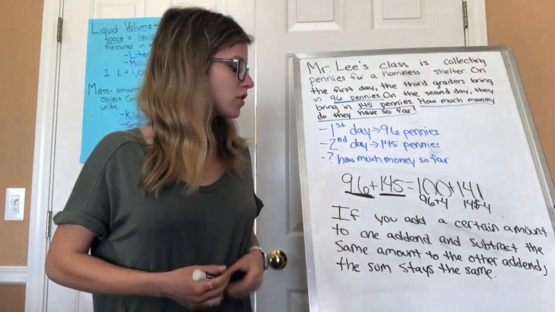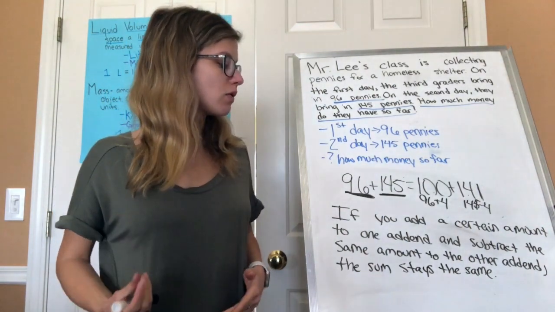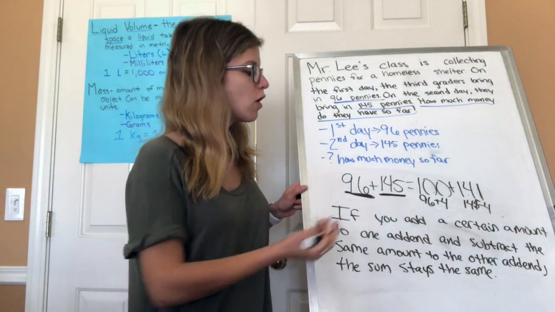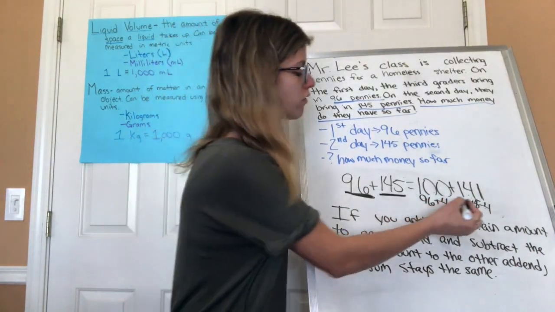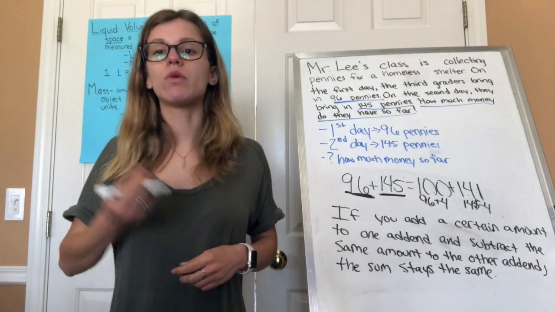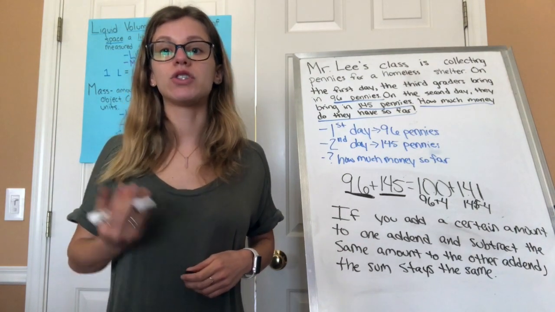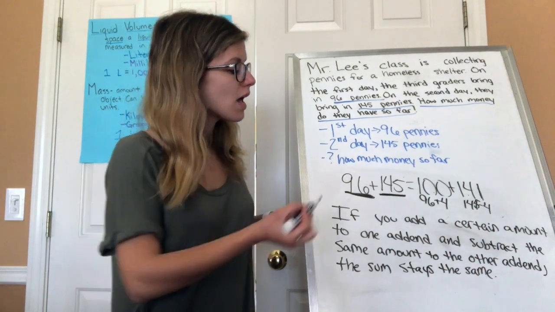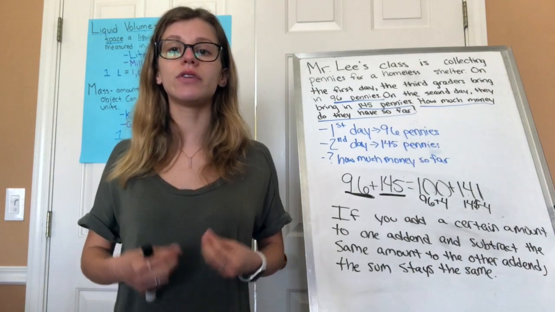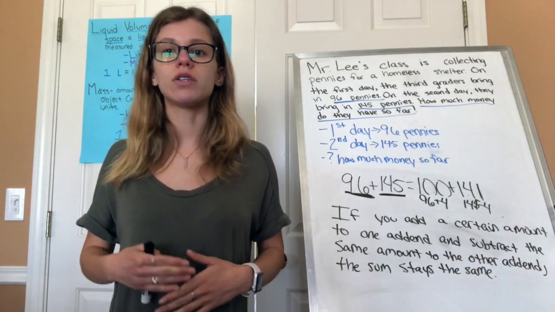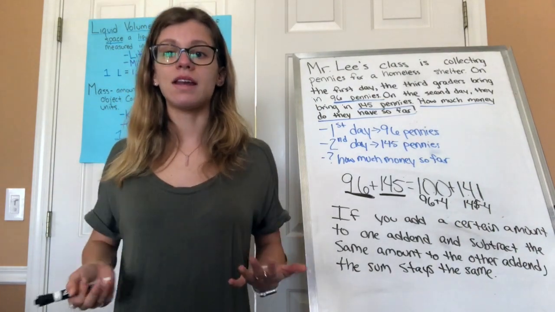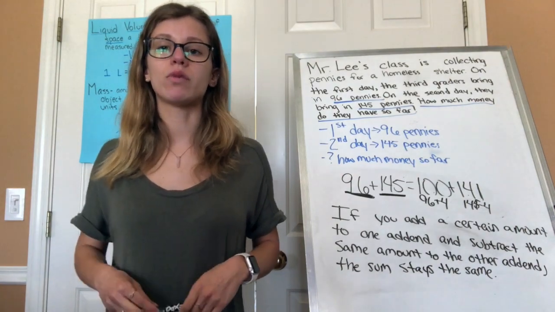So what I wrote is, if you add a certain amount to one addend and subtract the same amount from the other addend, the sum stays the same. So we added 4 to 96, but then took away 4 from 145. So we added an amount to one addend, and then we also subtracted the same amount from a different addend. And by doing that, the sum stays the same. So that's a conjecture that we're going to try to figure out and see if it's true. In the next activity, we're going to see if this conjecture is true for any addition problem, no matter what numbers we start with.